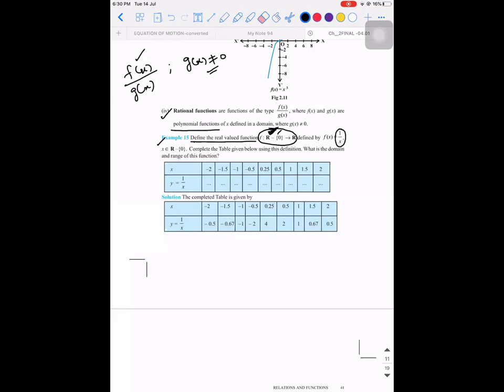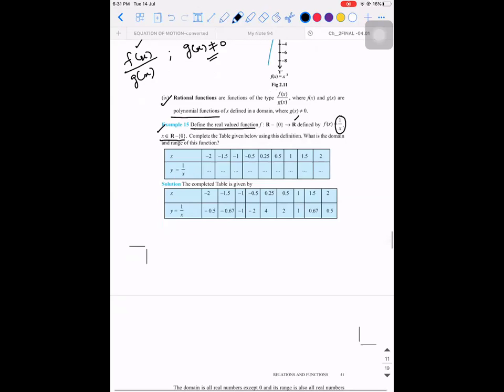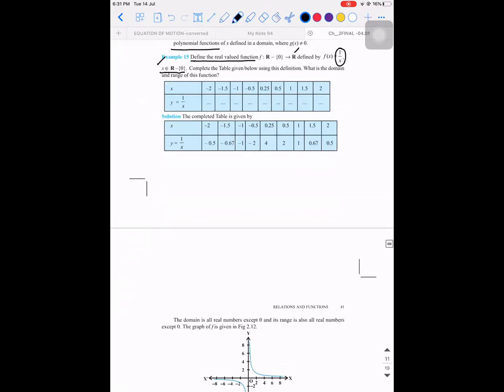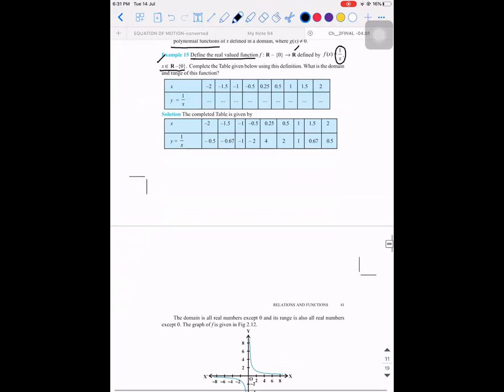And what is the meaning of the range being... to get some real number? Okay. So the function is given like this, where x belongs to R minus 0, that is the domain. Complete the table given below using the definition. What is the domain and range of this function? You people know it already. I have already explained it. So the domain is all real numbers except 0.